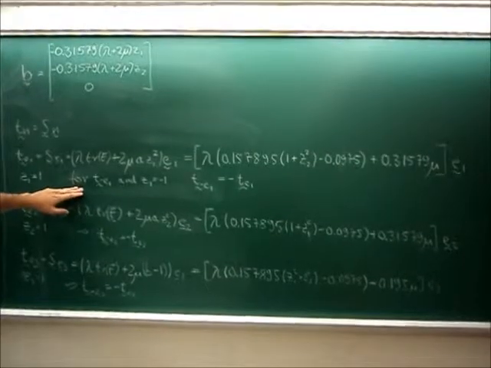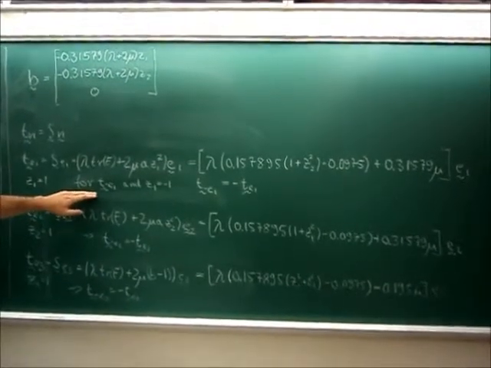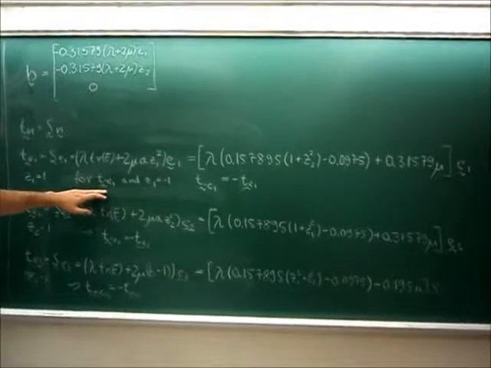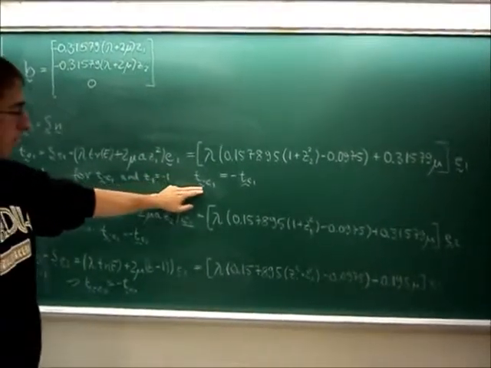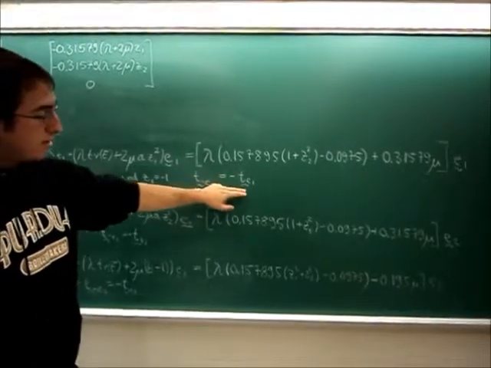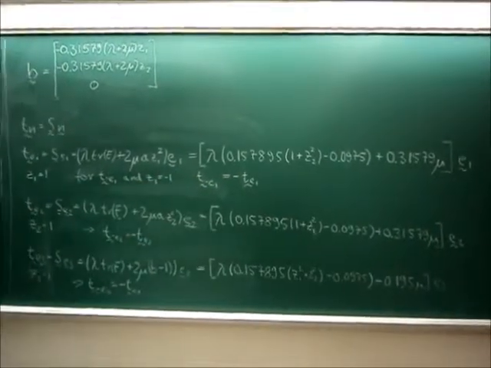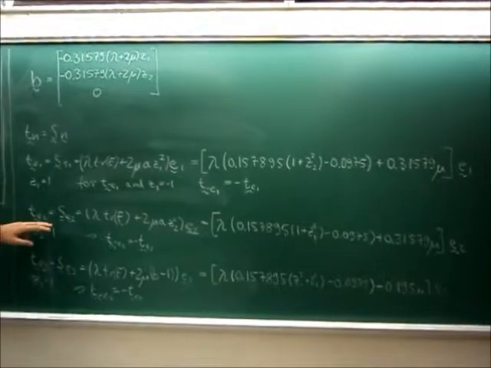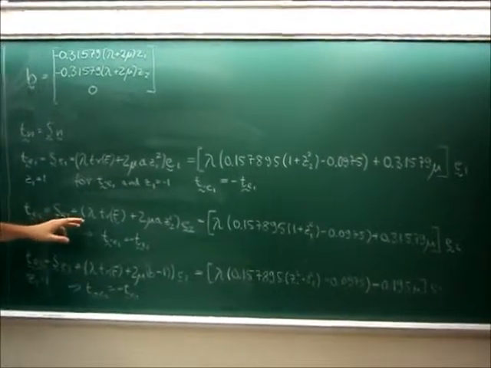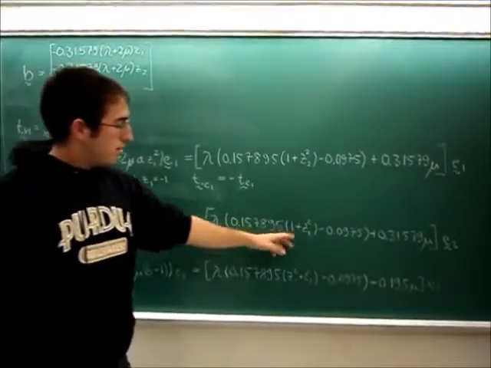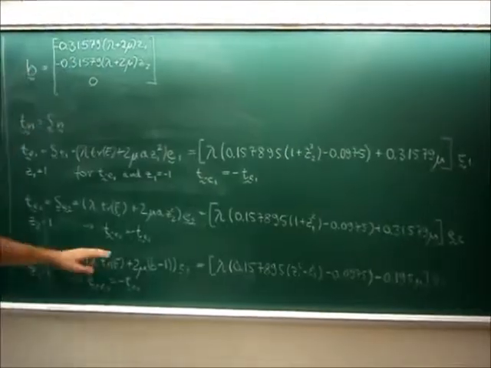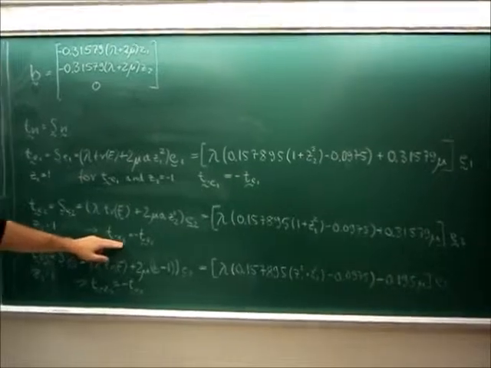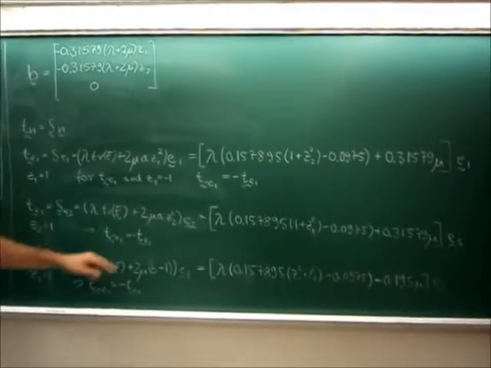For the opposite side of the cube, where the normal is negative E1 and Z1 equals negative 1, we have that T sub negative E1 equals negative T sub E1. In the E2 direction, our equation is exactly the same, except that where we had Z2 in the first case, we now have Z1. And again, on the opposite side, it's just the opposite value.